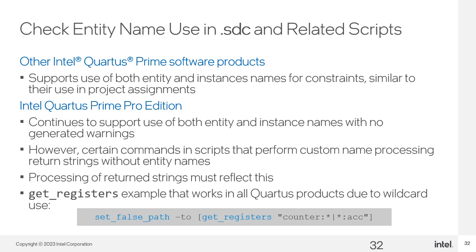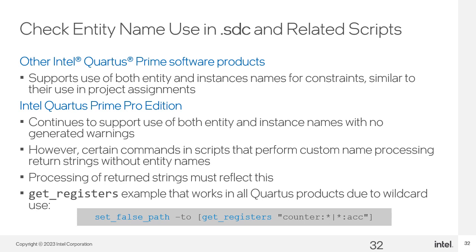No action is required. However, if the SDC file or a Tcl script that includes SDC commands performs some type of custom name processing on elements of a design, there could be an issue. In the Pro Edition, timing netlist names converted to strings through the use of certain commands do not include entity names. The returned strings must be processed correctly to reflect this.